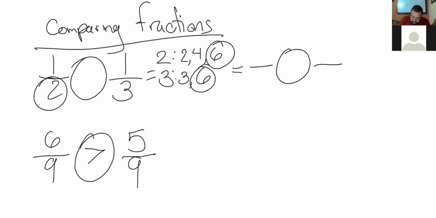these numbers for 6 and 6. How many times did I multiply 2 to get to 6? 1, 2, 3. So we want to multiply 1 times 3. 1 times 3 equals 3. How many times did I multiply 3 to get to 6? 1 and 2. So we want to multiply this 1 times 2. 1 times 2 equals 2. And now we can compare those numbers. 3/6 is greater than 2/6.